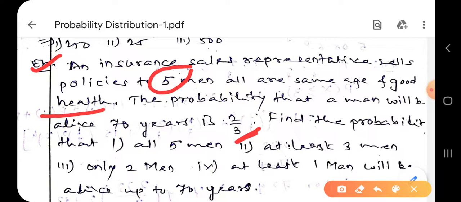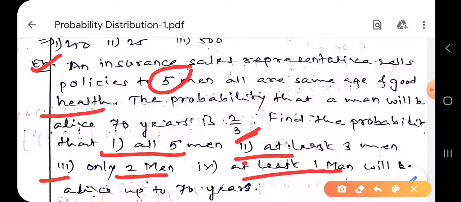Find the probability that out of these 5 men, first, all 5 men, second, at least 3 men, third, only 2 men, and fourth one, at least one man will live up to 70 years. So 3-4 questions are collected here: all 5 men live up to 70 years, at least 3 men, only 2 men, and at least 1 man. So one by one we have to solve it. Okay.